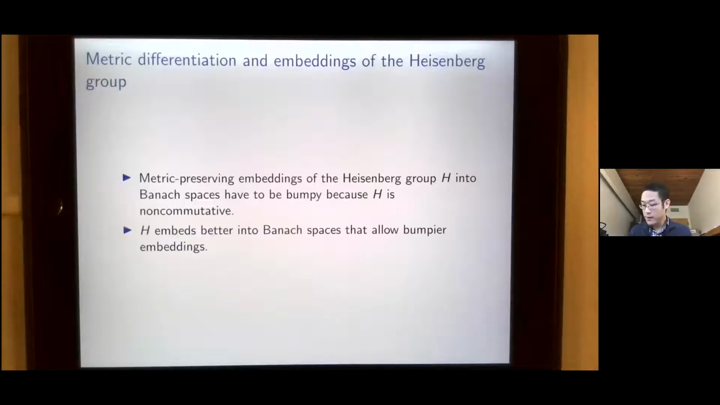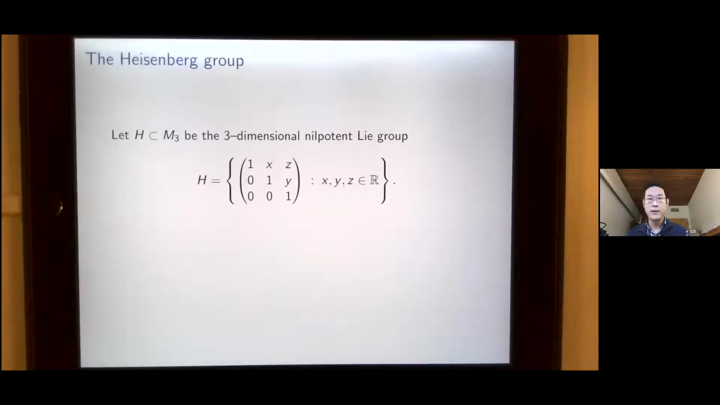And then the other thing is that different Banach spaces allow bumpier embeddings than other Banach spaces. And so the Heisenberg group is going to embed better into Banach spaces that allow for bumpier embeddings. And this is all very vague. I'll try to make this a little bit more rigorous as we go on. But this is what I want to try to convince you of today. And so let me start just by quickly recalling the geometry of the Heisenberg group.